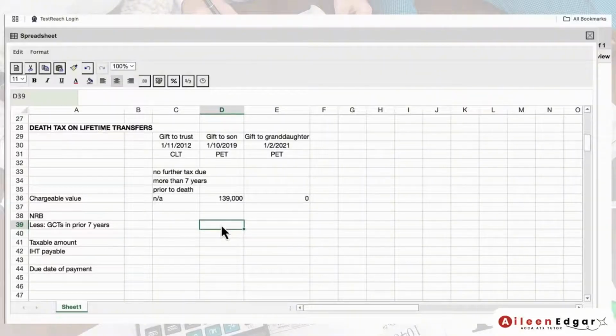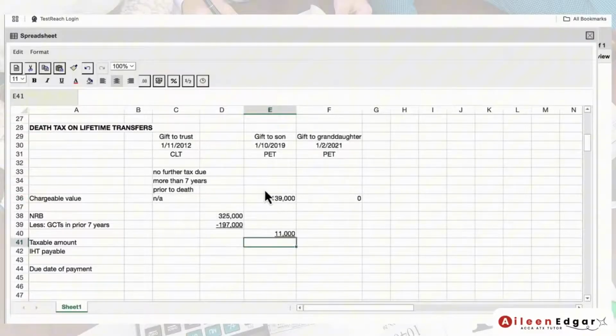Why? Because the 1st of November 2012 falls within 7 years of the 1st of October 2019. There's not much in it, but it is within 7 years. And therefore, rather than the 325,000 being available to use there, it's going to be reduced by 197,000. So actually, we're only going to have an amount of 128,000 that can be used as the nil rate band against that 139,000 value.